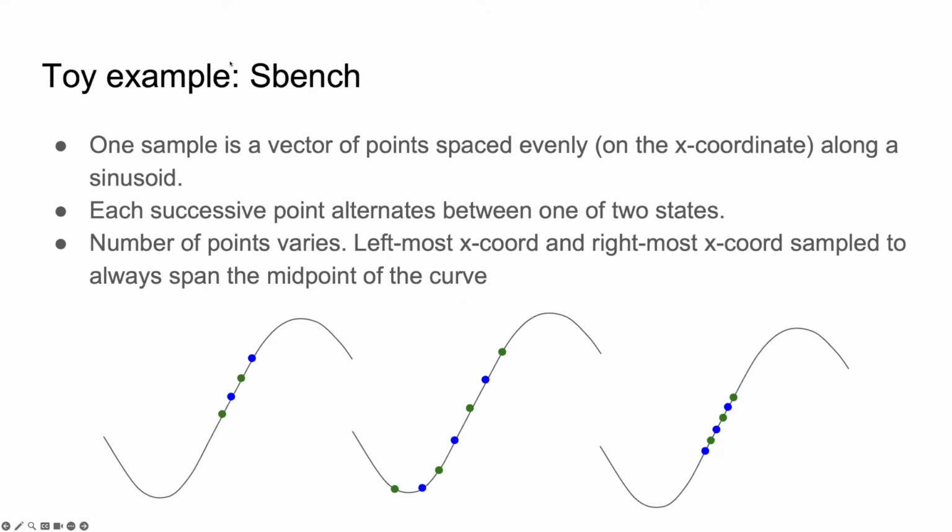This is what we were playing with originally. It's S bench. It's the simplest non-trivial sequence learning thing that involves multiple different states. So you have this underlying sinusoid function and you have a sequence of elements whose positions are evenly spaced in the x dimension, but the number of them and the start and end points are randomly sampled, and their token alternates across the sequence. So a model that learns this has to learn the dependence between the position and the discrete state. It's a little toy benchmark.